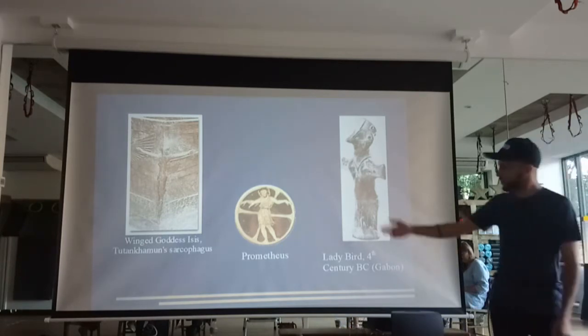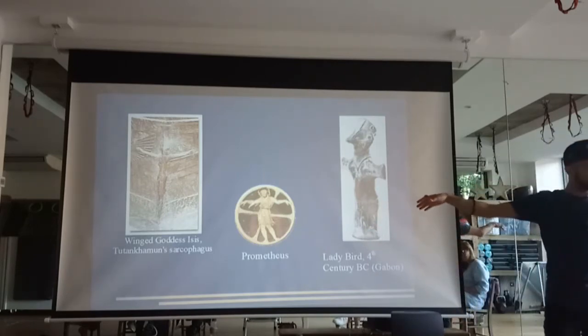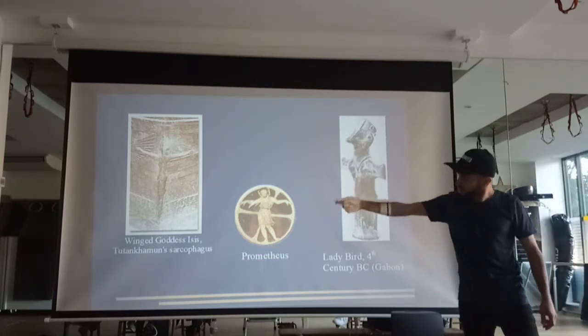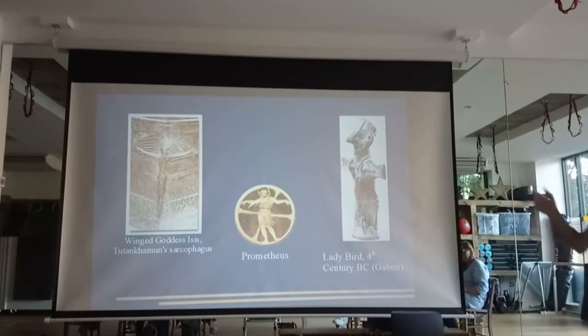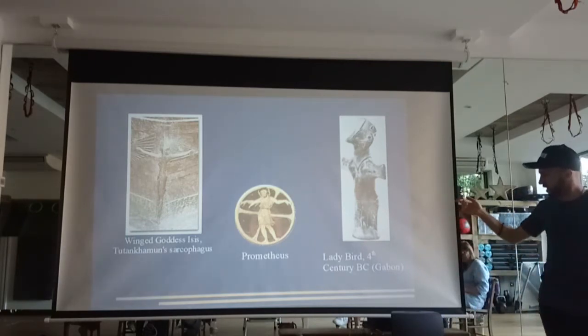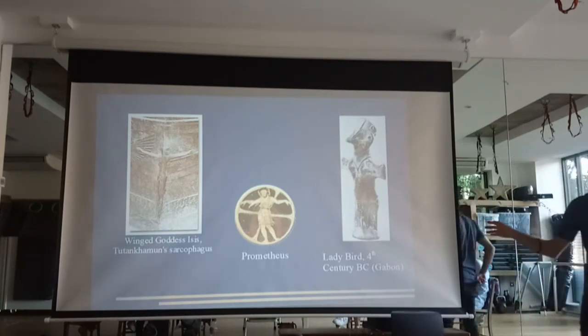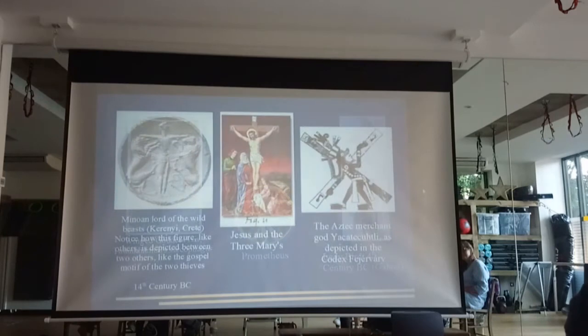And you have also from the Greeks, you have Prometheus, again represented in a cross crucifix-like form. Also notice the skewed angle of the cross behind him as well, while we get the letter X and these other things. And this is also a lady bird from the 4th century BC from Gabon, which is North Africa as well. Very ancient. So yeah, 4th century, what's that? 400 BC.